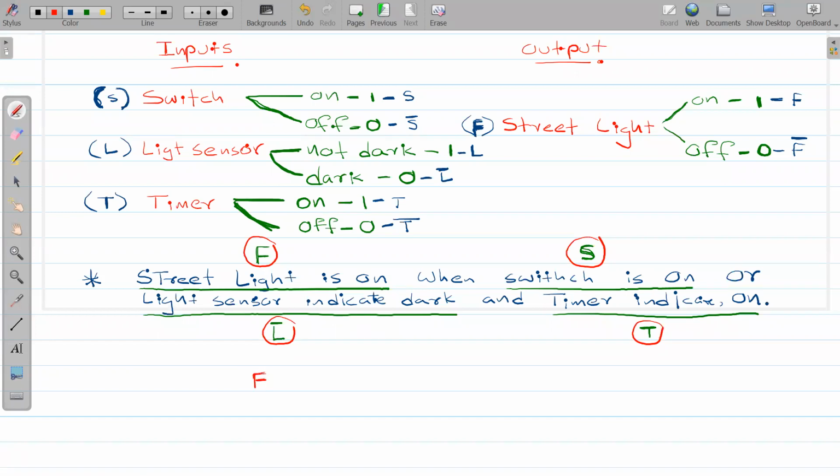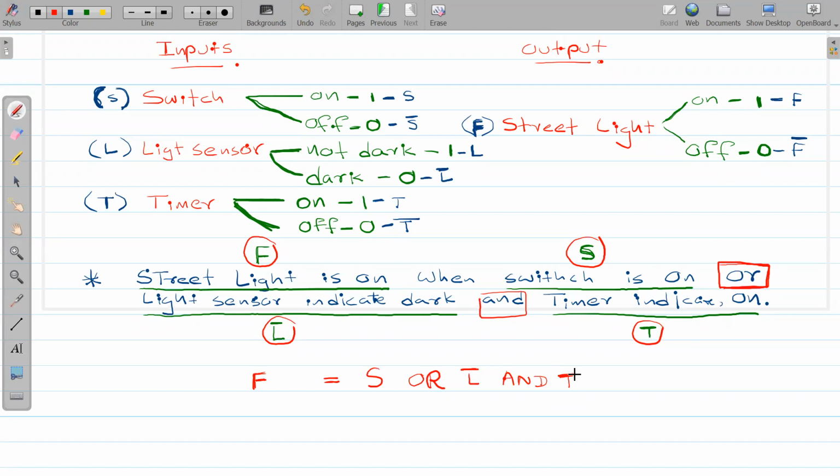F. F is the output. So output is going to be equal for the input behaviors. So how is our input going to happen? Switch is on, that means S. Then we have to take this word O. So O. And then what? L bar. And this word and T.